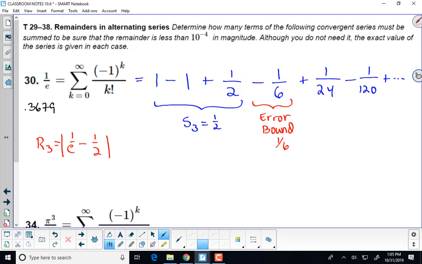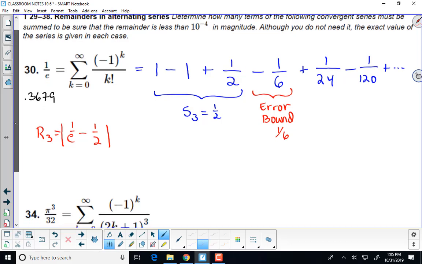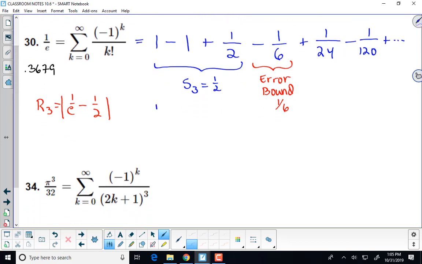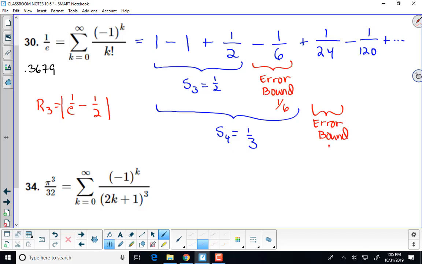So that term right there is going to give us a bound on the error. So similarly, if we added up the first four terms, whatever that adds up to, so we're going to subtract off a sixth. So we'll have 3 over 6 minus 1 over 6 is 2 over 6, so that's a third. This next term right there, that is going to be our new error bound. It'll be 1/24. So we will be within 1/24 of the real sum.